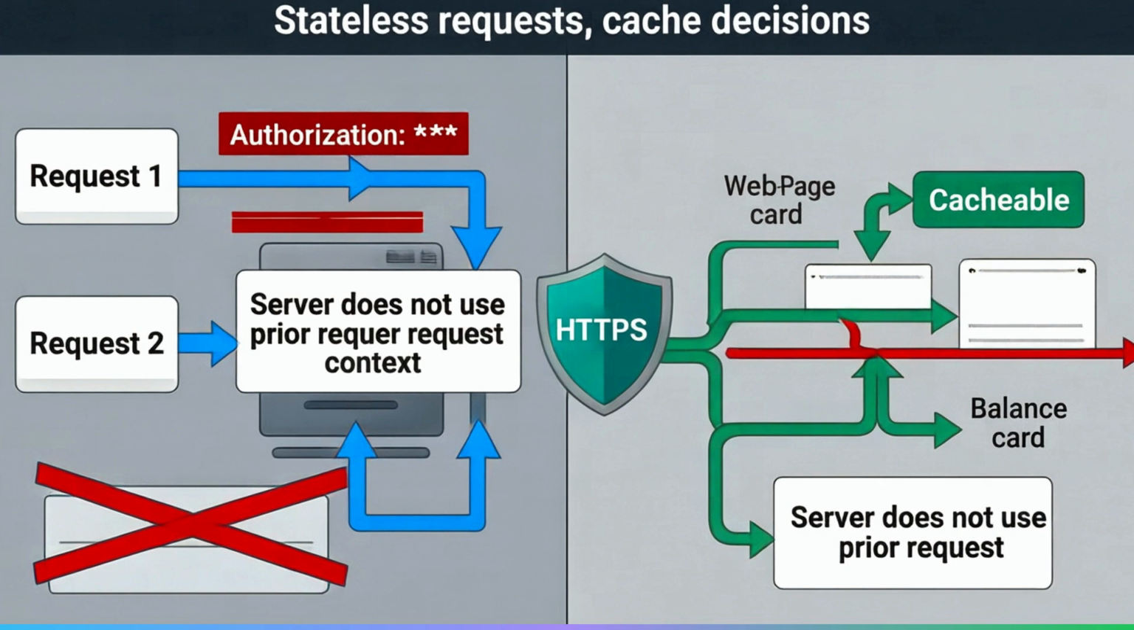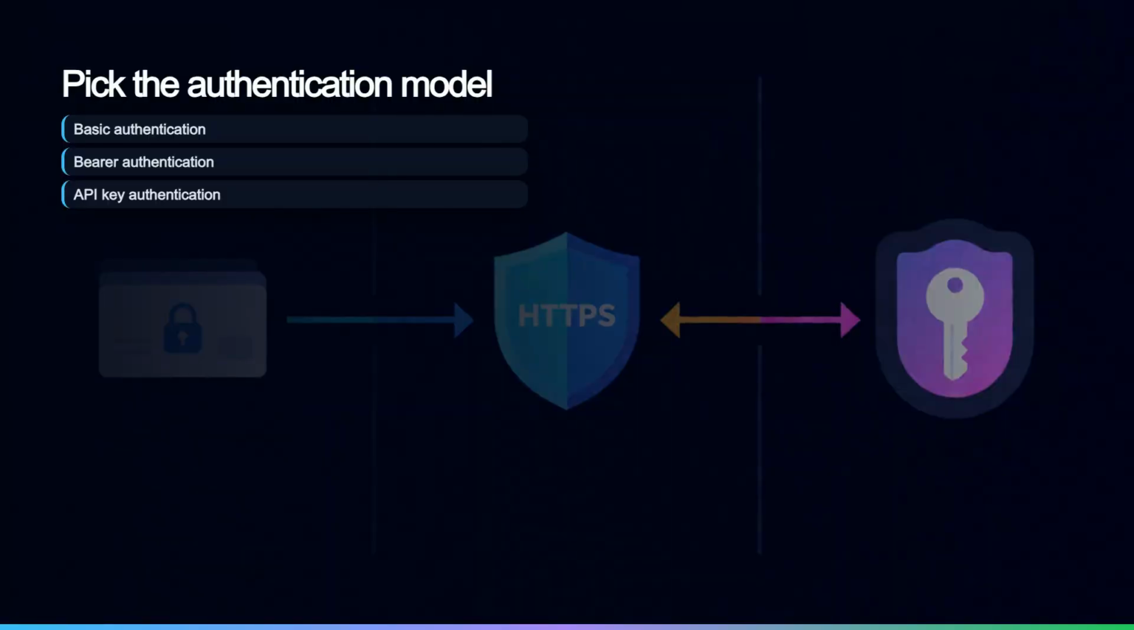Choose authentication by what the credential represents. Basic authentication sends a username and password in a request header, so HTTPS is essential. Bearer authentication sends an access token, usually limited in lifetime. An API key identifies a client application and commonly remains valid until revoked. An API key is not a user token.